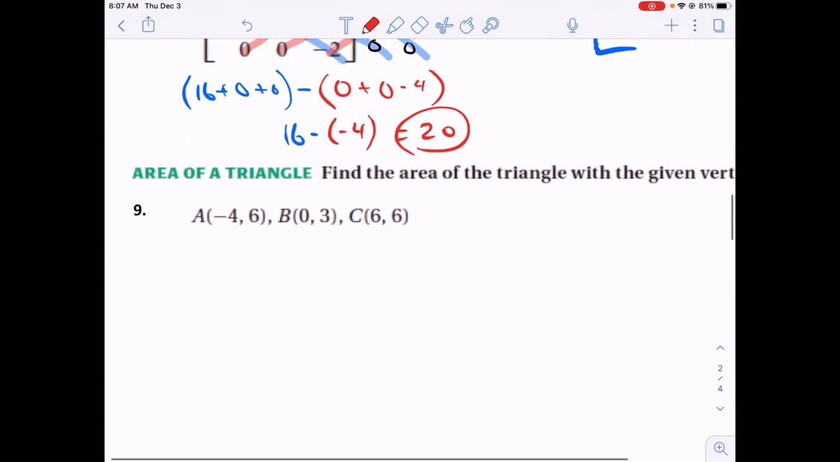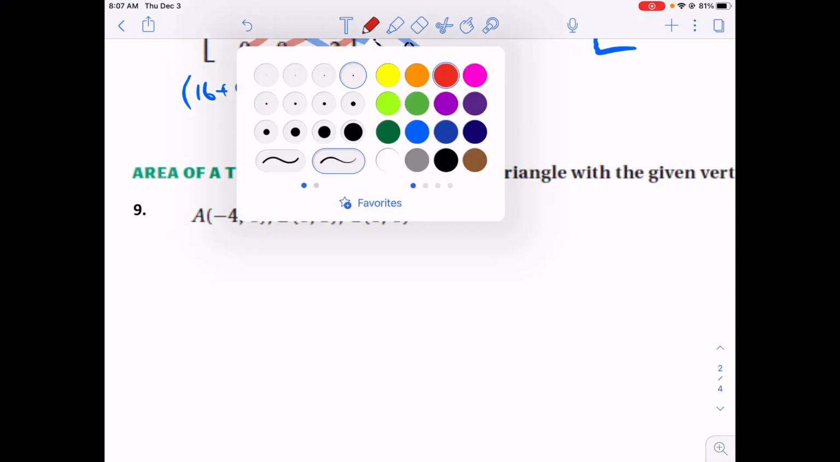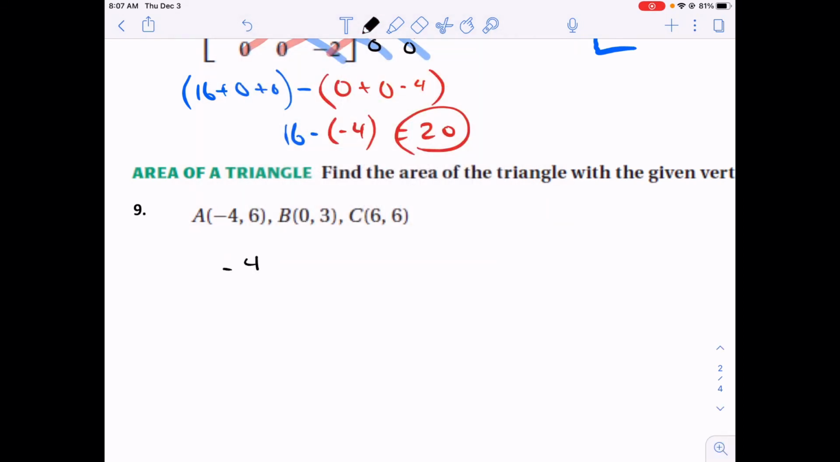Again, take the 3 points, put them into a matrix, and put the placeholder ones with all of them. Okay, so here goes. Don't forget, you have to take plus or minus half of the value. I'll keep the colors consistent for you. Negative 4, 6, 1, 0, 3, 1, 6, 6, 1.